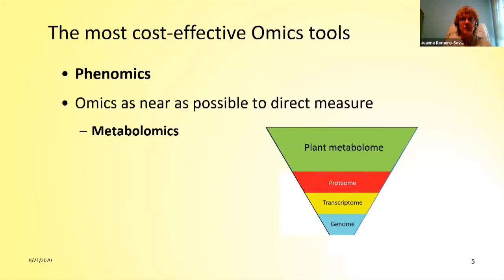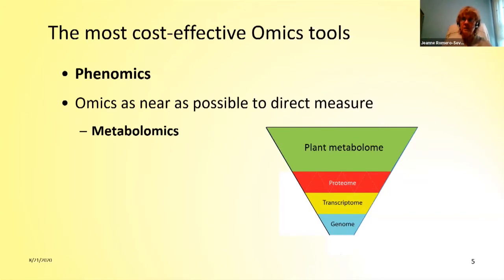Now, what are the most cost-effective omics tools for phenotypic selection? Well, the most cost-effective one, of course, is direct phenotypic selection. If you call it phenotypic selection or phenotyping, no one will fund you. But if you call it phenomics, well, then you just might get funding to be able to do it in an academic context. But this is more important than anything.